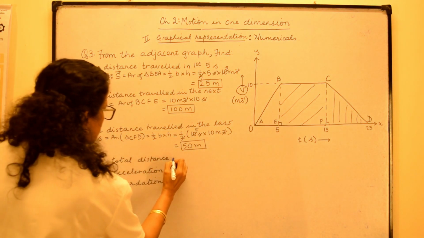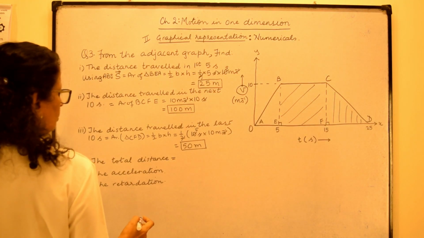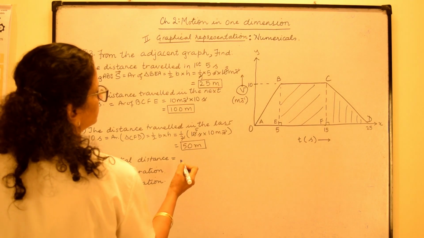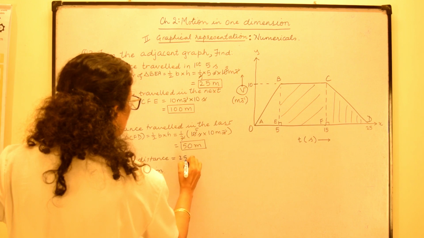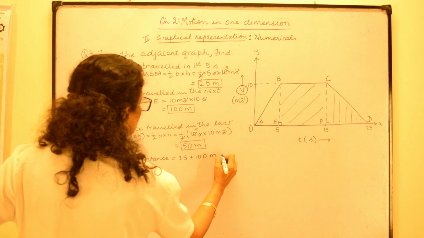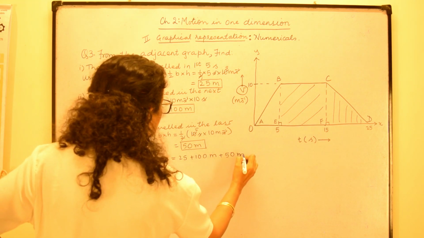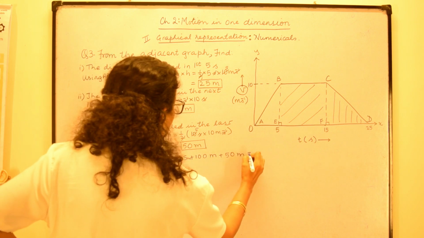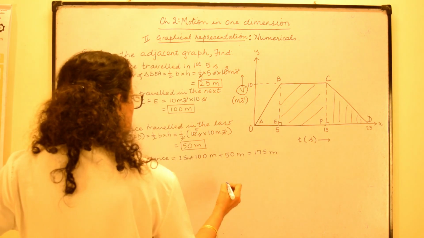Now the total distance it has travelled is 25 plus 100 plus 50 meter. That is 175 meter.